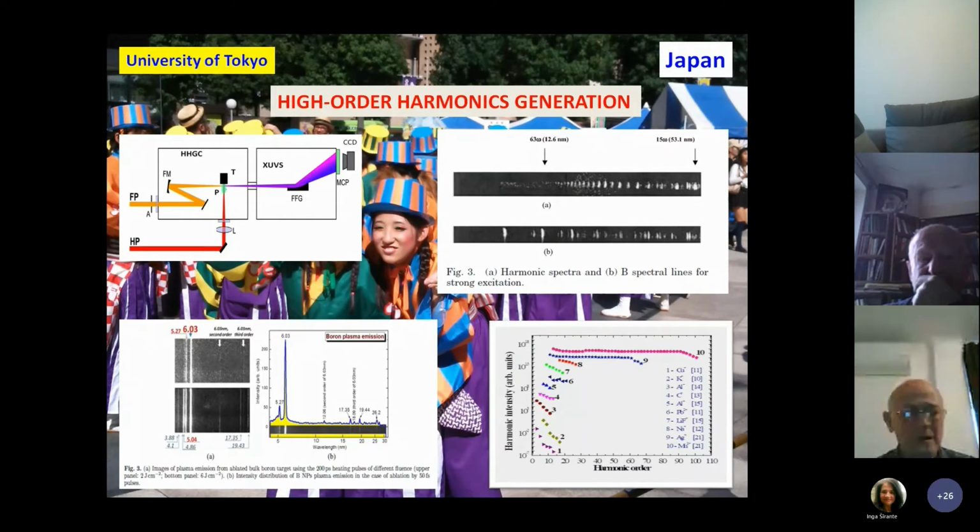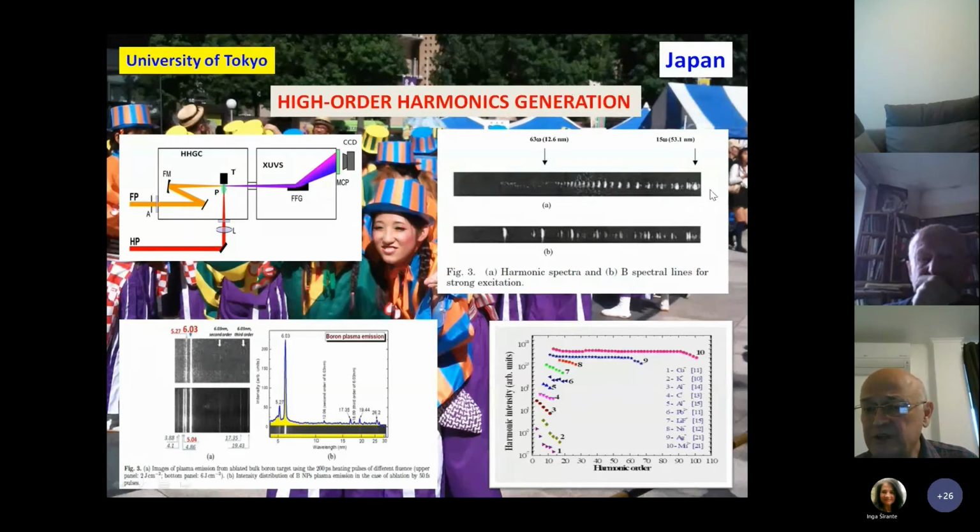And once I analyzed this, I found specific conditions of ablation of the boron target. Instead of this spectrum, here I show the spectrum at 6 nanometers and the higher order, second and third order diffractions, I obtained this strange spectrum. And I immediately understood that I had found conditions for high order harmonic generation.